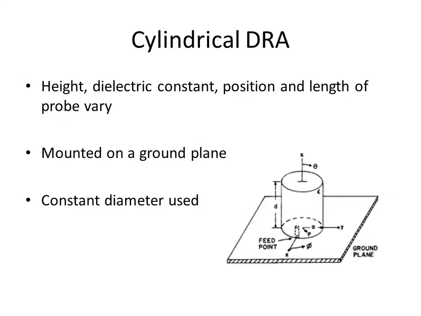One structure of the DRA is the cylinder. This was actually the first DRA that was designed, which led to investigations of other structures. The cylindrical DRA uses a constant diameter but varies in height, dielectric constant, position of the probe, and length of the probe. For the cylindrical DRA, the degrees of freedom are limited to only one. The cylindrical DRA is mounted on a ground plane.